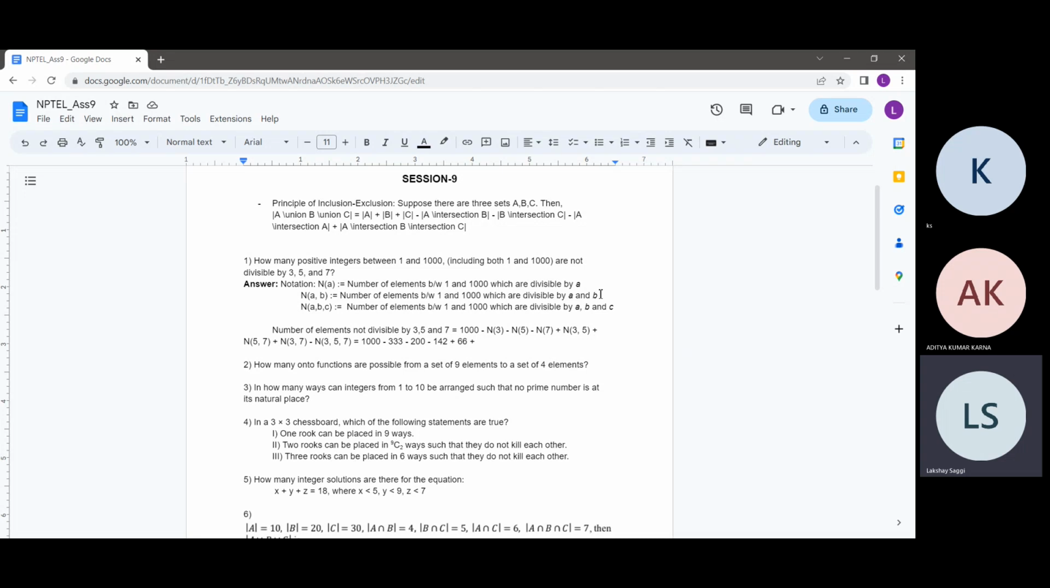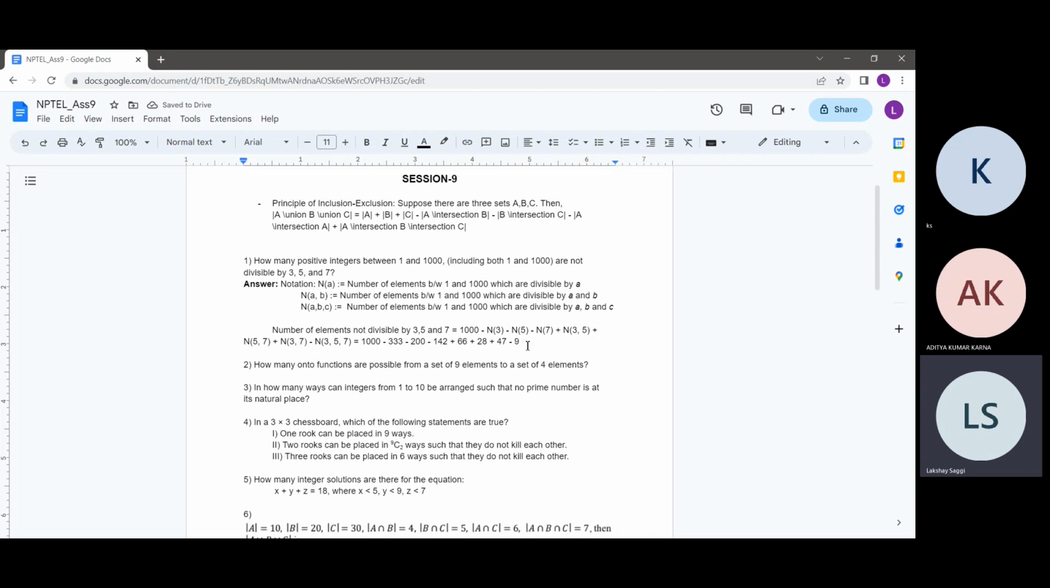Similarly, this n of 5 comma 7 will give me 1000 by 35, which I think will come out to 28. And similarly, this n of 3 comma 7 will give 1000 by 21, which will come out to 47. And now while adding these numbers, I need to subtract n of 3 comma 5 comma 7. So 3 into 5 into 7 will be 15 times 7, which is 105. So this will come out to 1000 by 105, which is equal to 9.